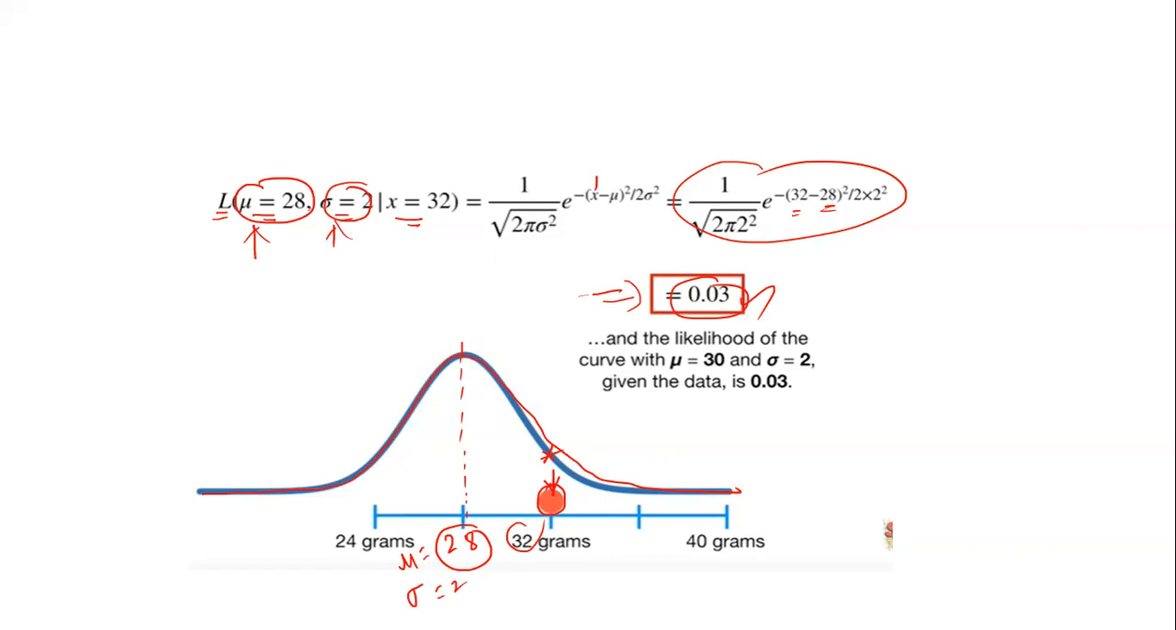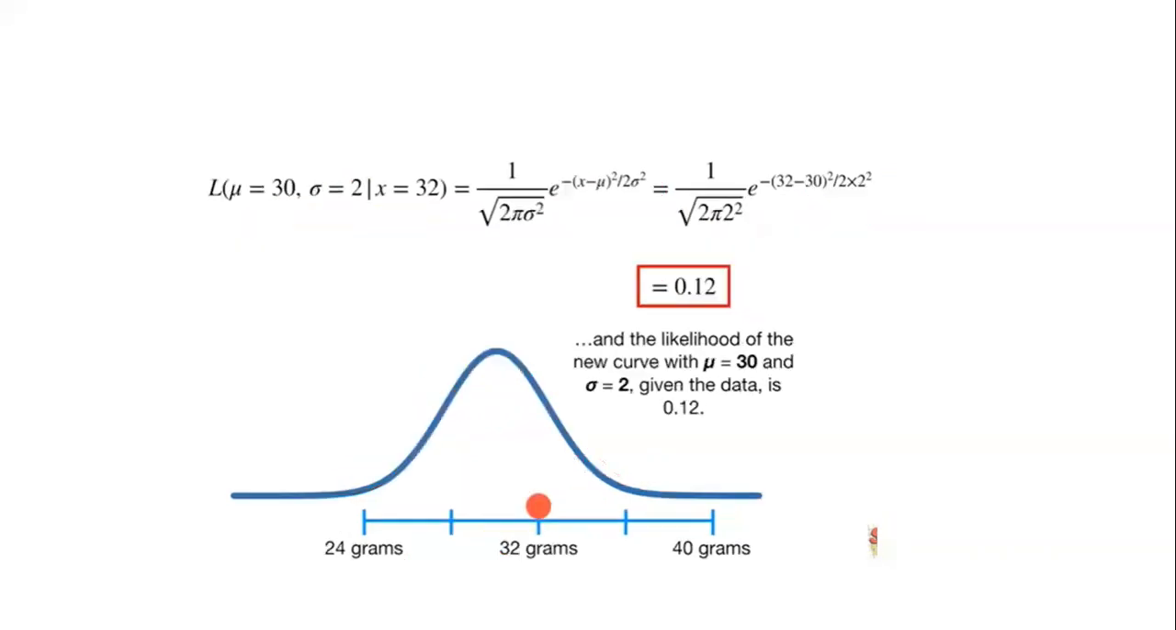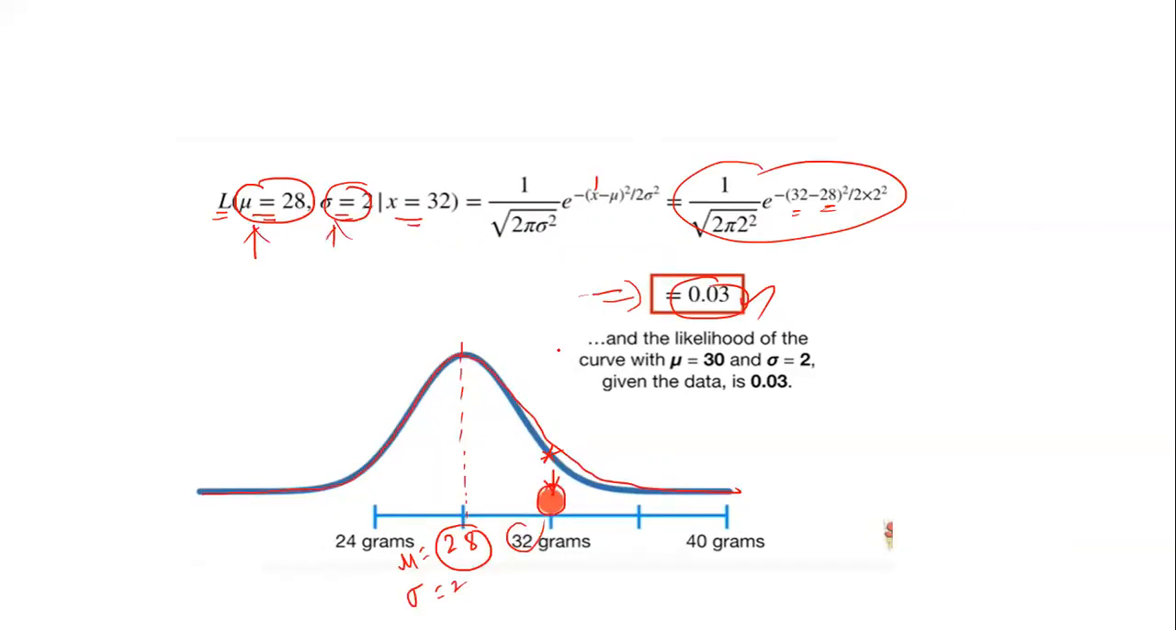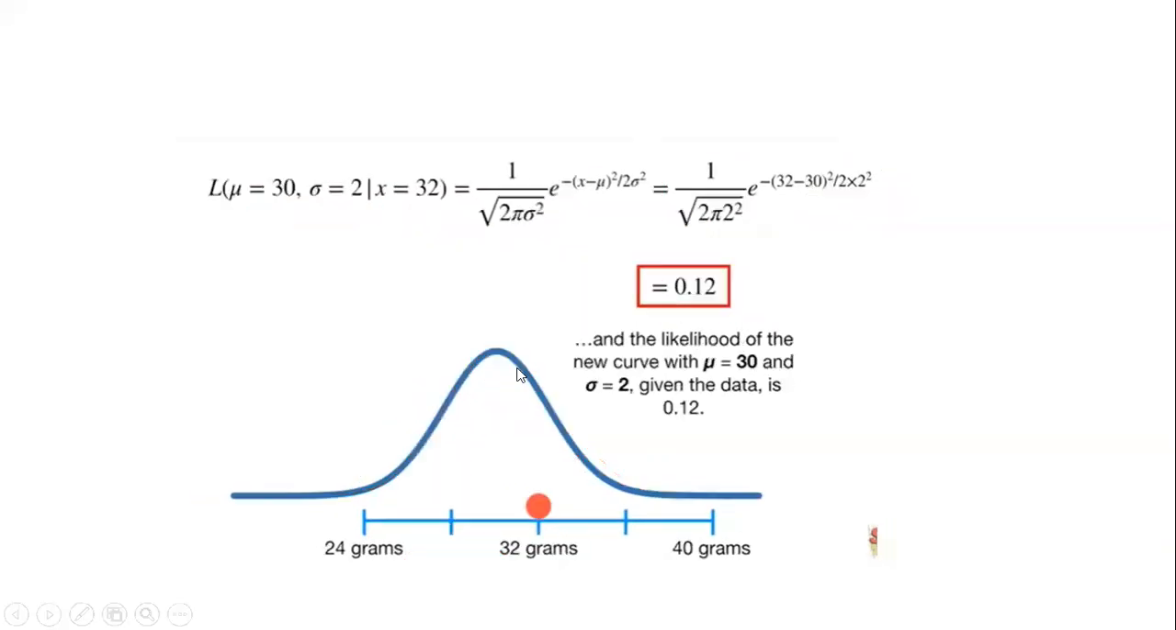This is just one case. Now let us take another case. Say we move this curve a little towards the right. Now mu is 30. Let us calculate again. For mu equal to 30, sigma equal to 2, and x equal to 32, we now get a value of 0.12. It is somewhat better than the previous one, but still we don't know whether this is the maximum possible value. Our objective is to maximize the output and find for what values of mu and sigma we get the maximum output.